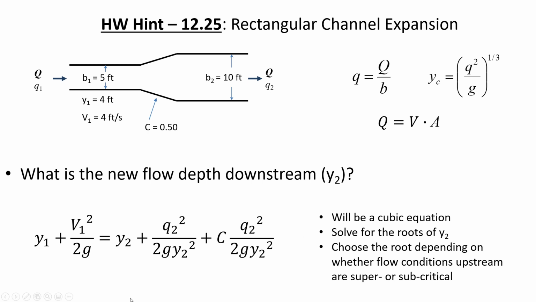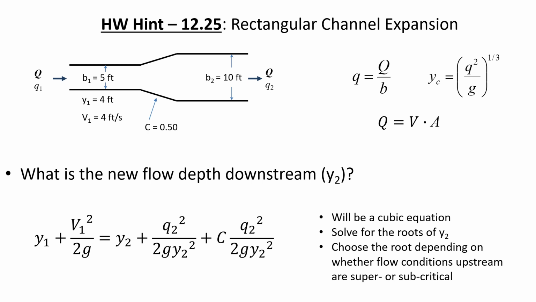And so here's another one. Flow per unit width, so lowercase q squared divided by 2g y squared. So this is another way to know the velocity head.